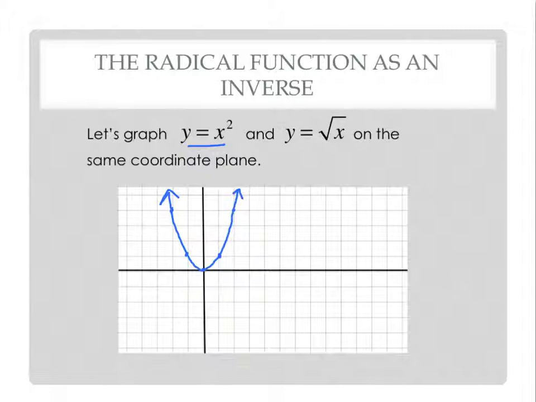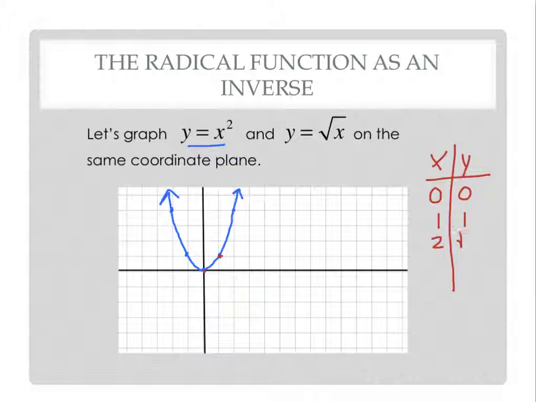Now let's graph y equals the square root of x. Well, (0, 0) is still on the graph, because the square root of 0 is 0. Make a quick little table of values here. The square root of 1 is 1. So again, (1, 1). Now I can't put 2 because the square root of 2 is not something that's easily graphable.